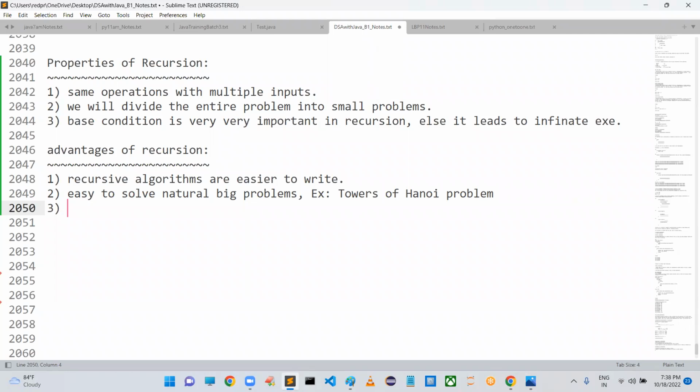Next, it is going to reduce unnecessary function calls. First of all, no need to remember the function calls. Only one function will be there, right? Suppose you are taking factorial of 5, you need to call only the fact function. No other function is required. Like that, we can reduce unnecessary function calls by using this.